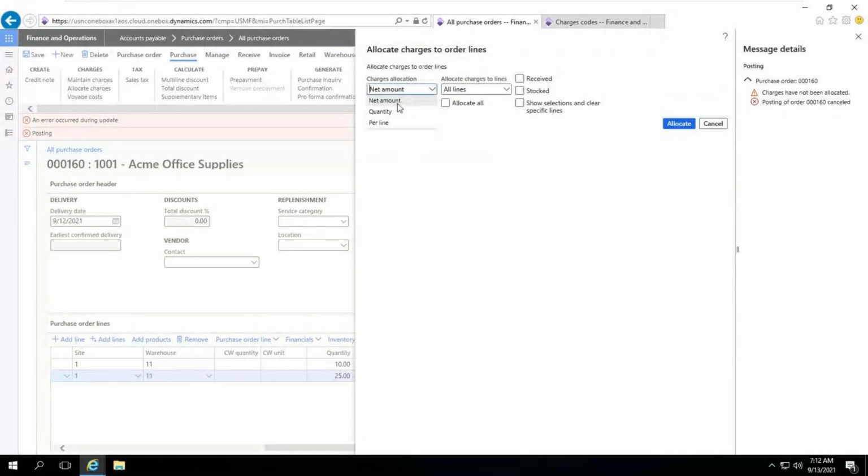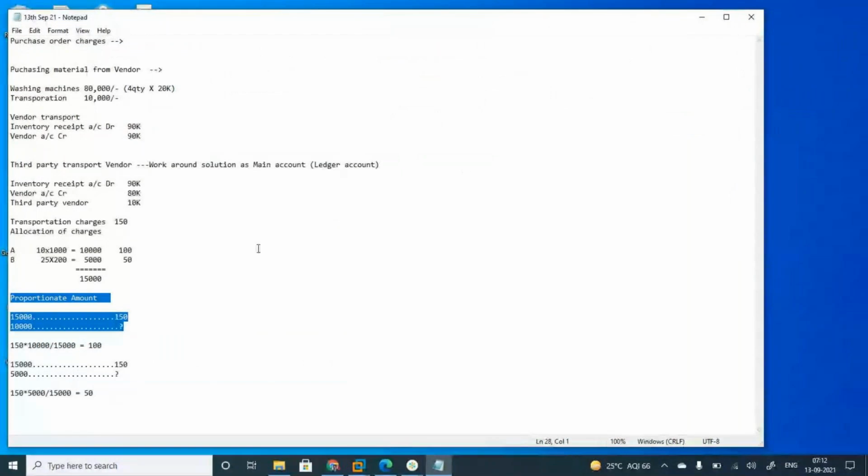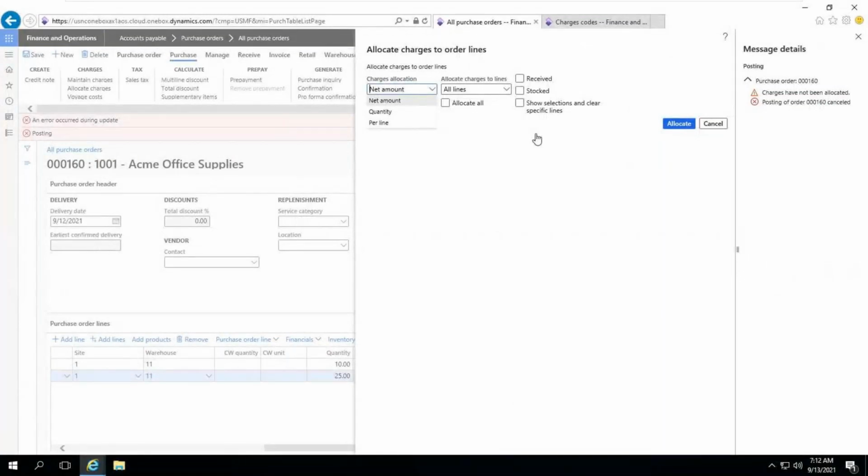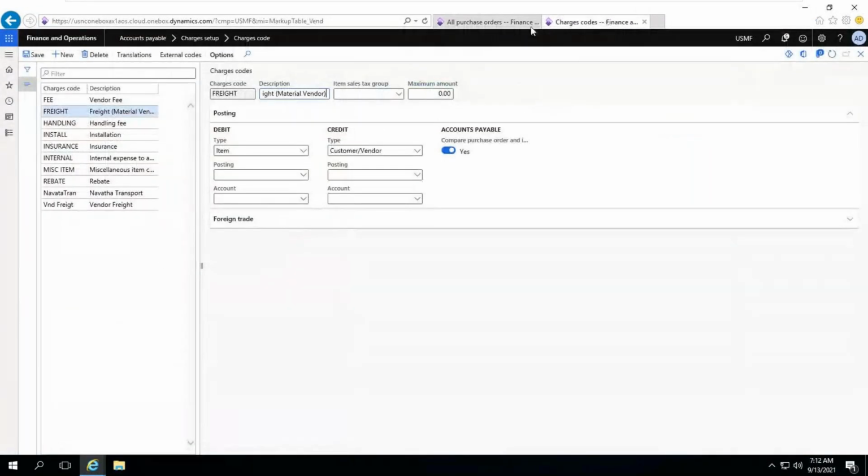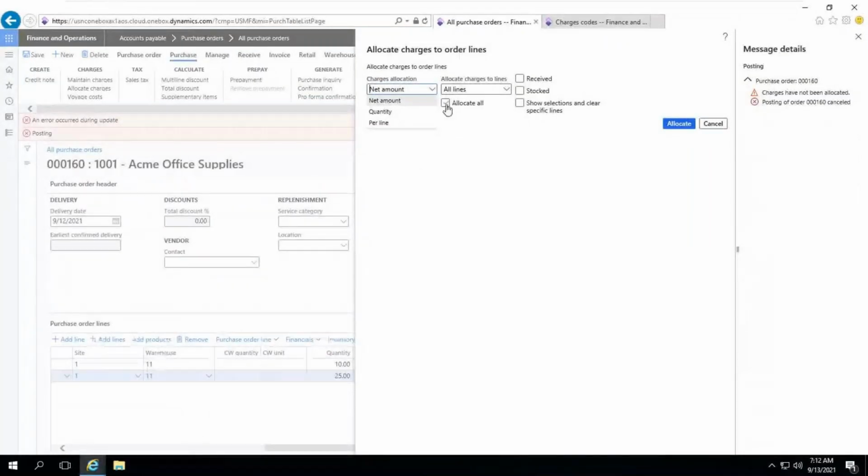Based on the amount, based on the net amount. The first option is based on the net amount. So that's what I have explained, based on the net amount. Based on the net amount, the system should do a proportionate calculation. So net amount and allocate all. Based on the net amount, first option, allocate all. Allocate.